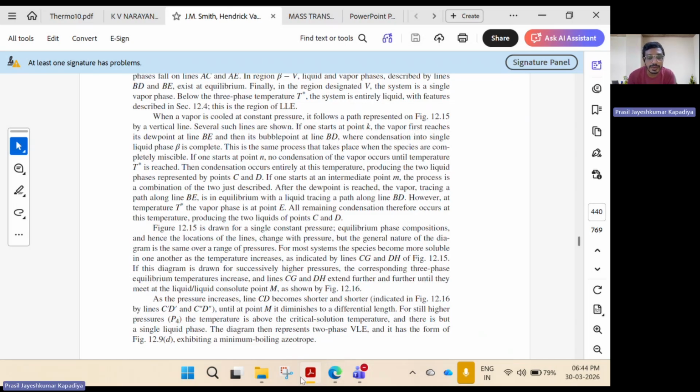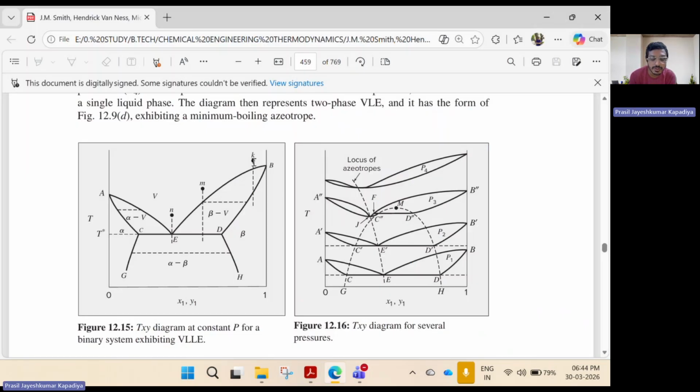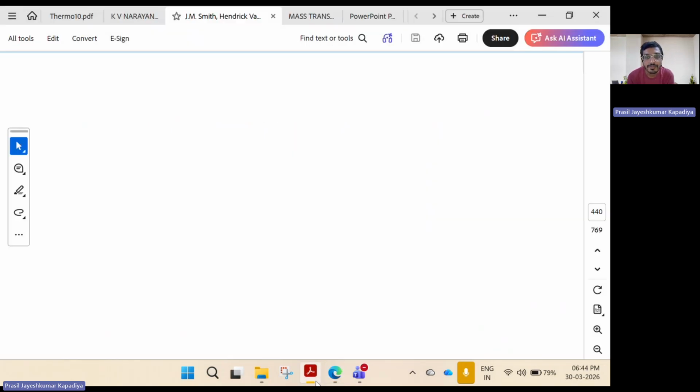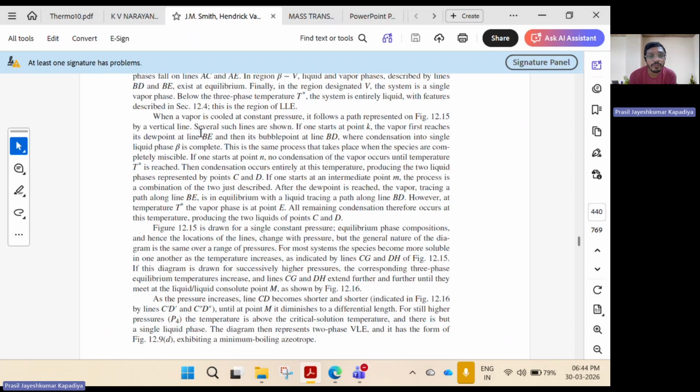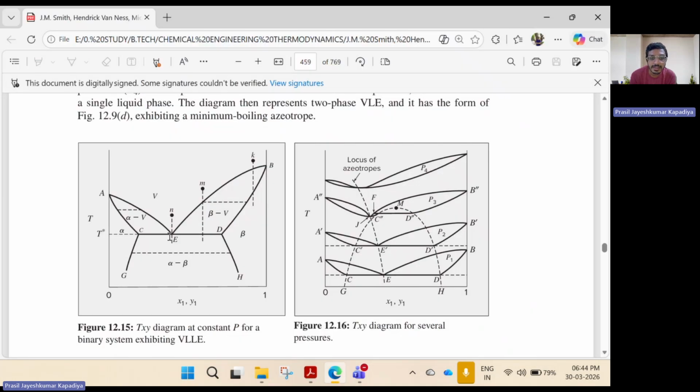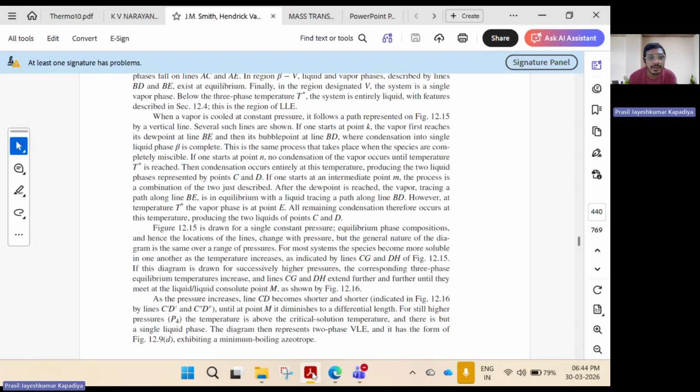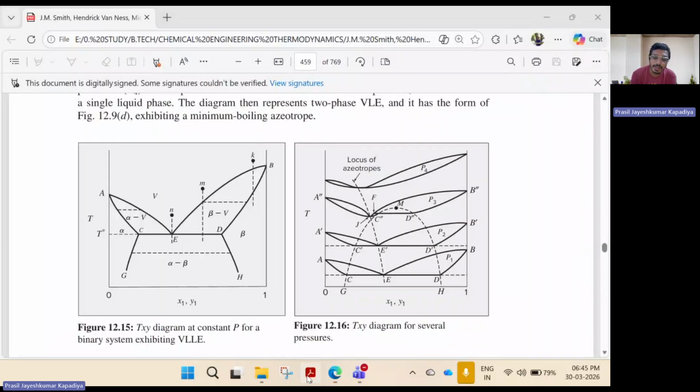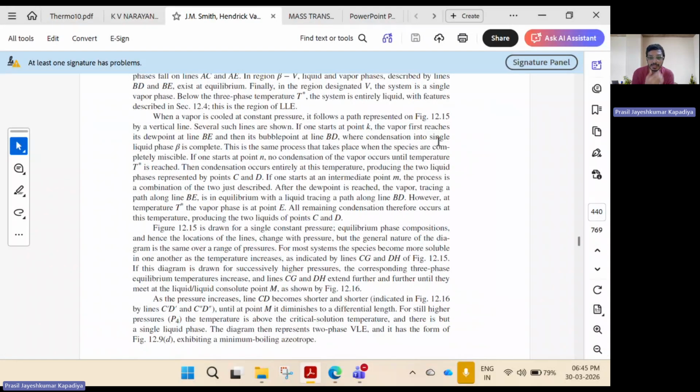If I am starting from point K, it is going to reach this beta V equilibrium region and then the single beta phase. First, the vapor reaches its dew point at line B, then its bubble point line BD, and in between we have vapor liquid equilibrium, where the condensation into the single liquid beta phase is complete. This is the same process that takes place when species are completely miscible.